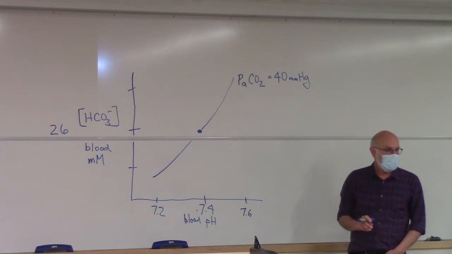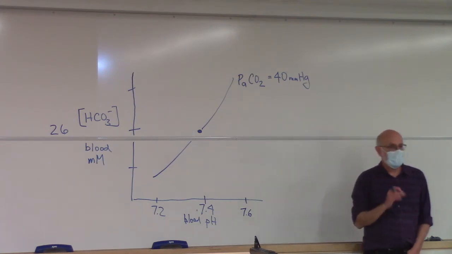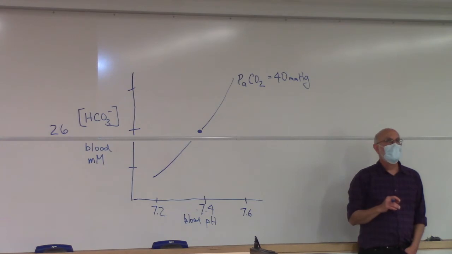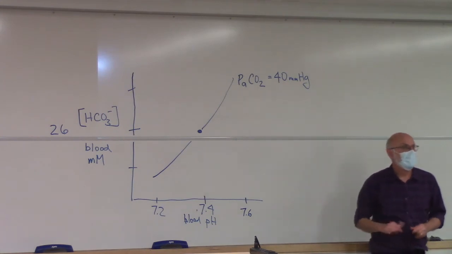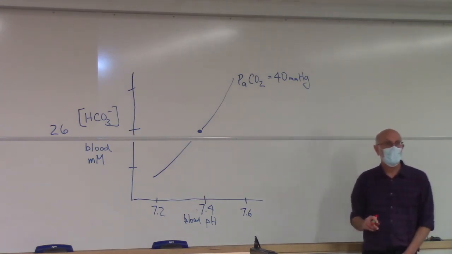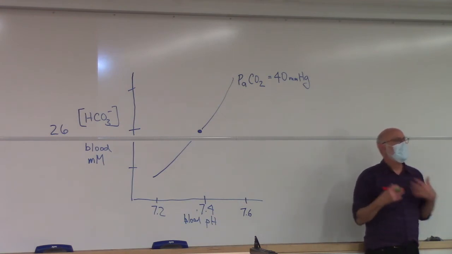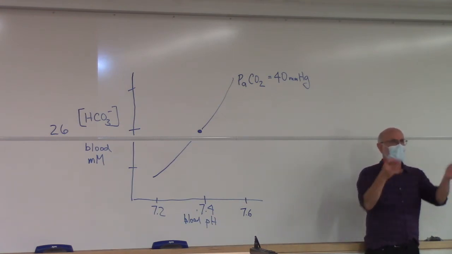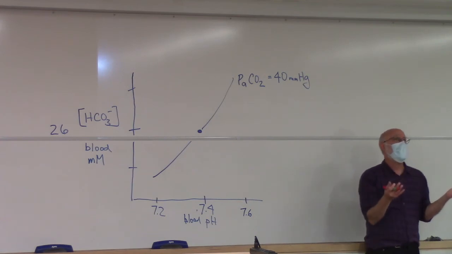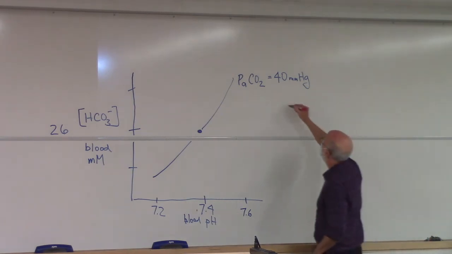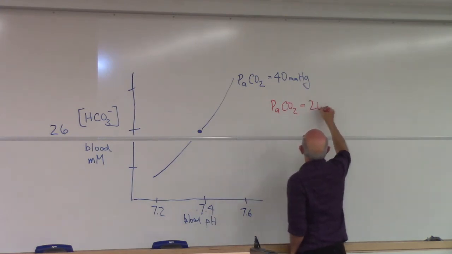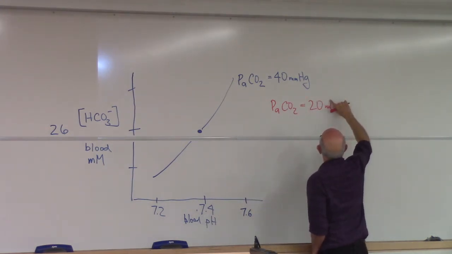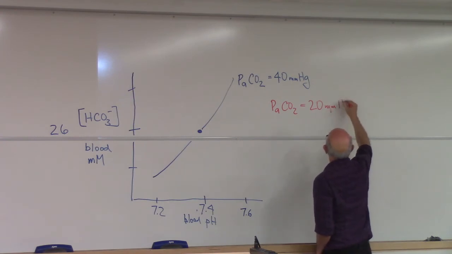If you hyperventilate, is your partial pressure of CO2 the same as this? What is it? Is it higher or lower? Lower. The way to think about it, if you're hyperventilating, you're blowing off CO2. You're ventilating off more CO2 than your body is producing. Hyperventilation, low partial pressure of CO2. So in hyperventilation, PaCO2, let's just say 20 millimeters of mercury. That's really low.